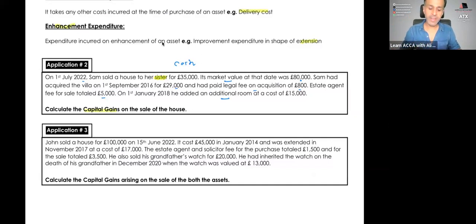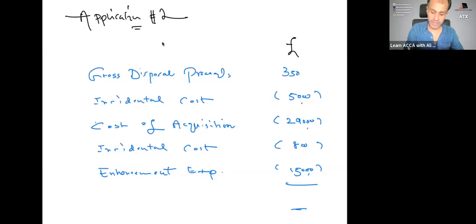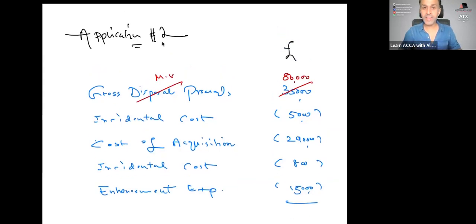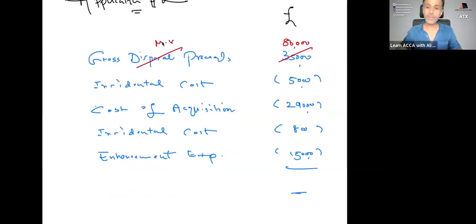relatives. And when an asset is sold to a relative, the proceeds are ignored and we use the market value for the sake of computing the gains, which is what in this case I will do. If I had gone with actual, I would have taken 35,000, but not to be, since it's a connection. So I need to replace it with market value. Intentionally, I'm doing it so that you will realize that there's something important. I'm canceling it off and then replacing it with the market value. So now the gain that will be worked out will be according to the market value of $80,000.